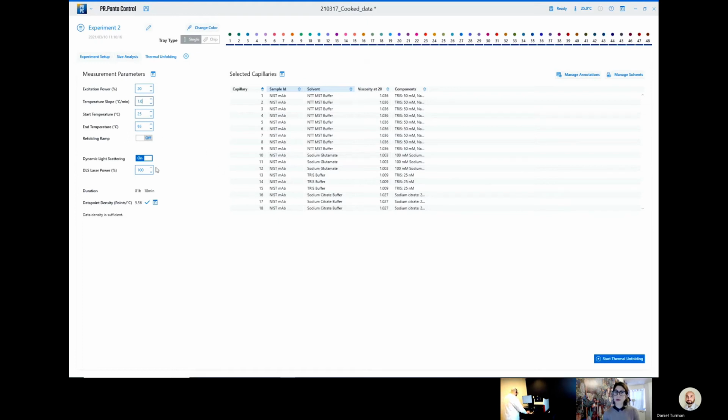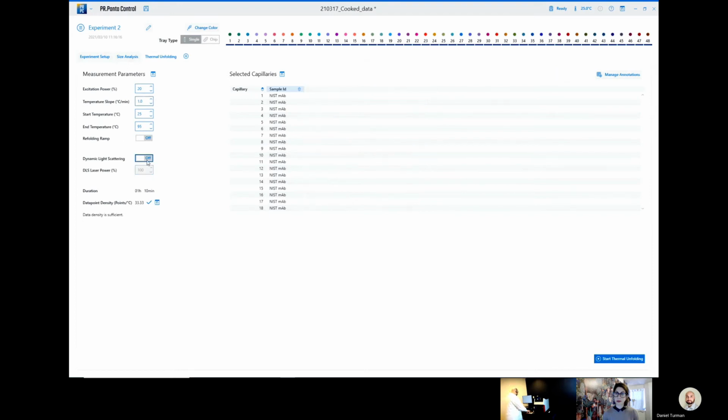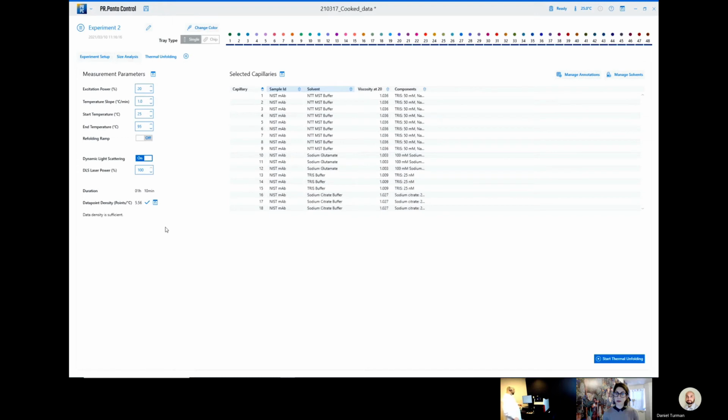Let's do dynamic light scattering. You can toggle this on and off. So have a look here, 1 hour and 10 minutes. In this case, toggling on and off your dynamic light scattering, it's not going to change your time, but it does change your data point density.